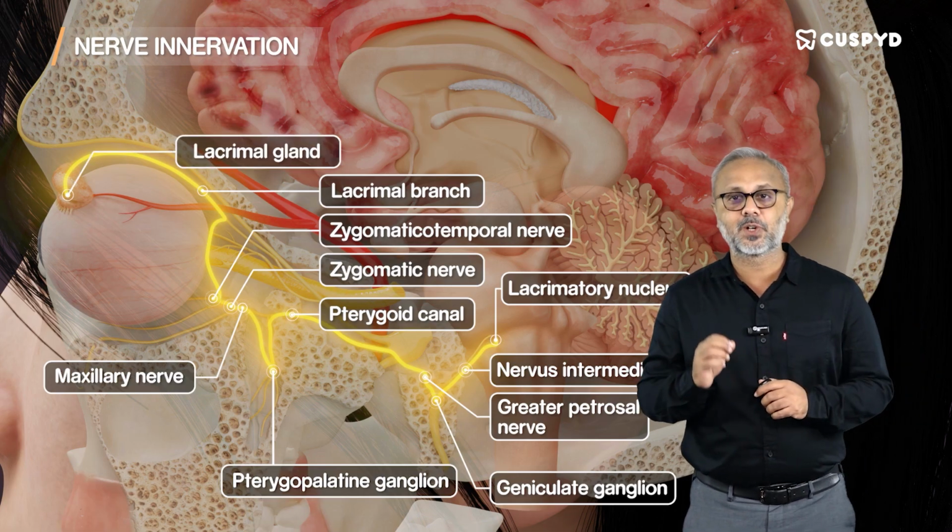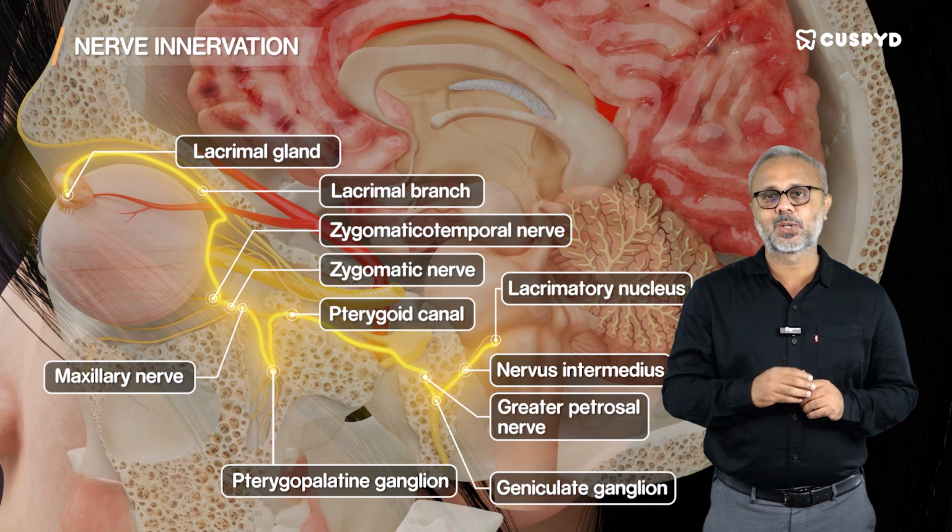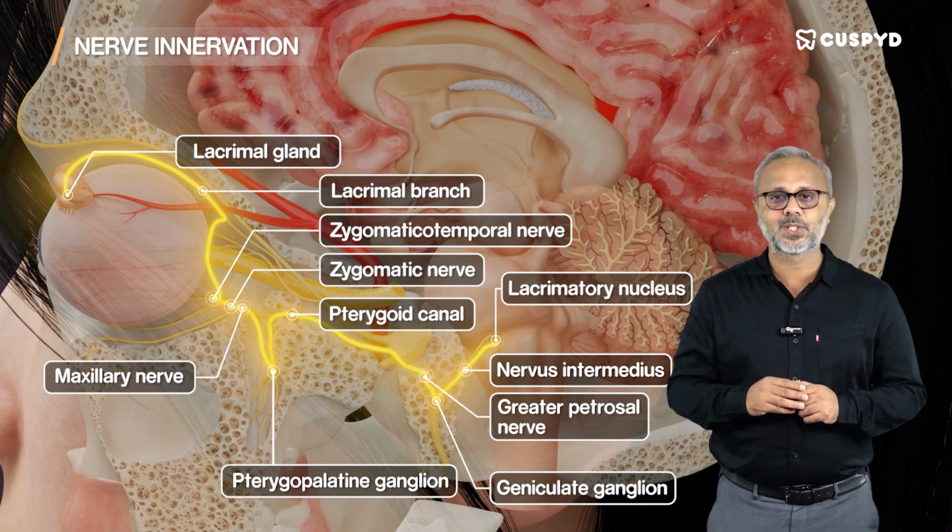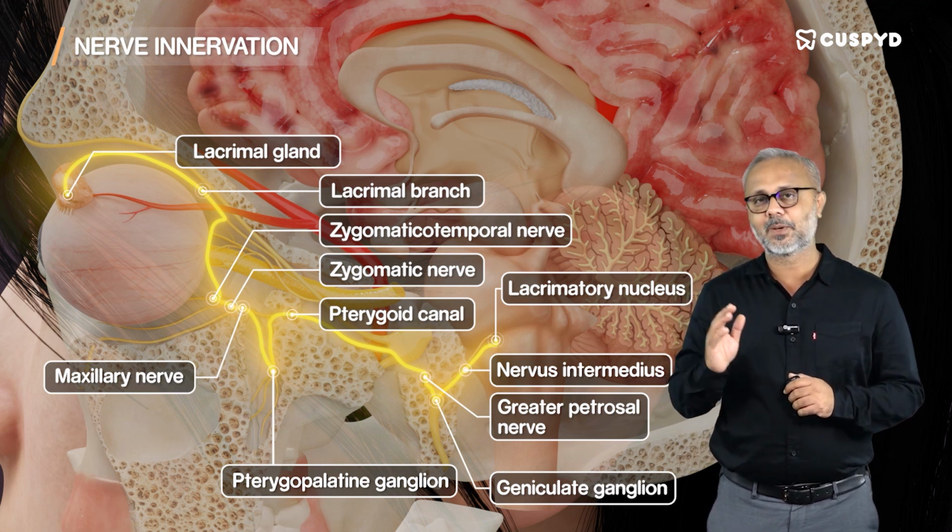This is how the secretion of tears is actually controlled by the lacrimatory nucleus of facial nerve through the pterygopalatine ganglion.